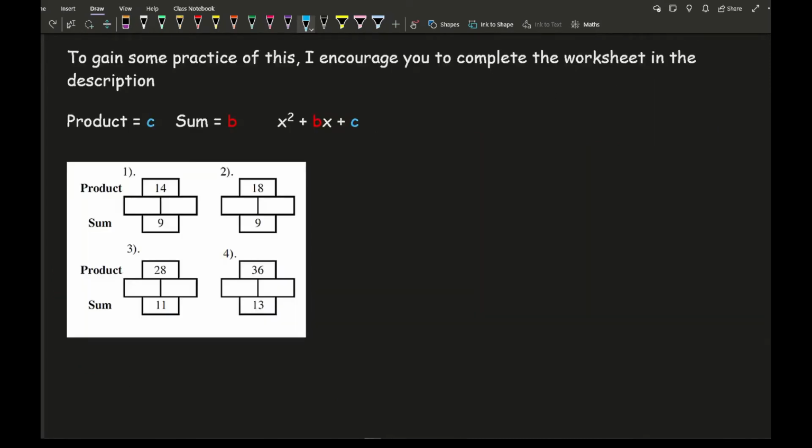Now to gain some practice of this, I encourage you to complete the worksheet in the description. In this worksheet, what we've got to complete is this sort of pyramid or brick wall, whatever you see it as.